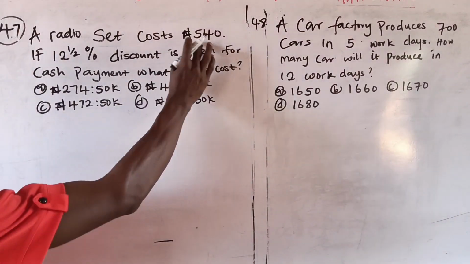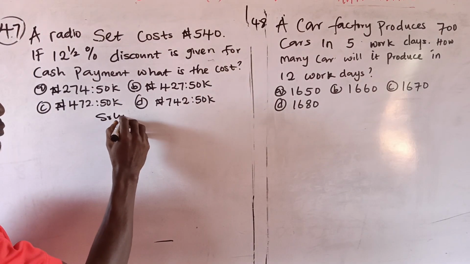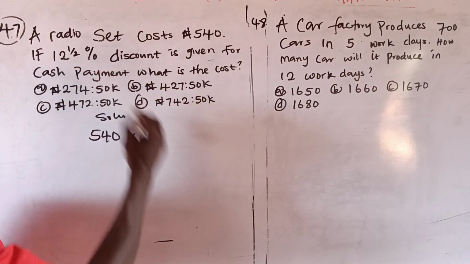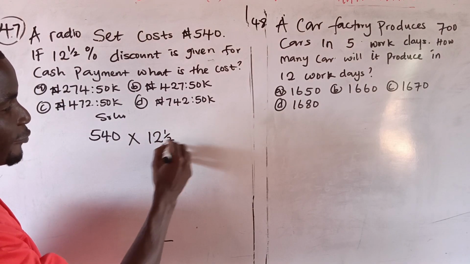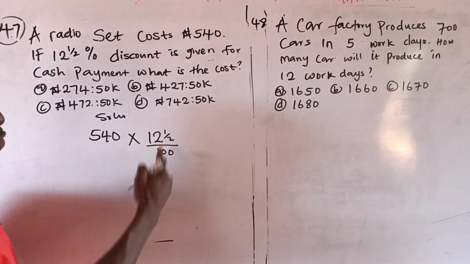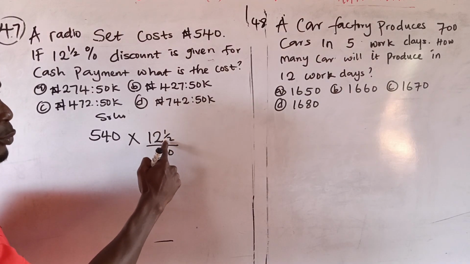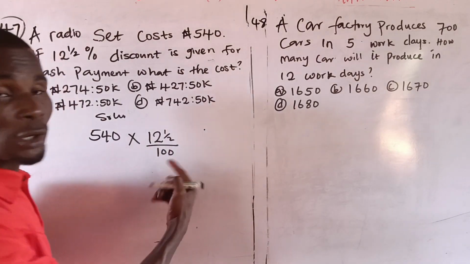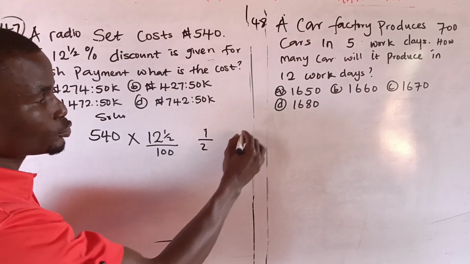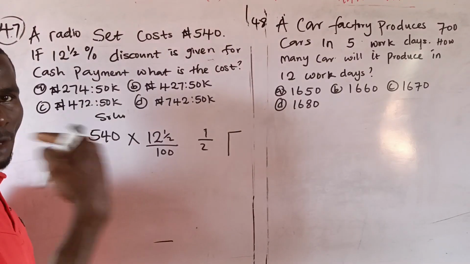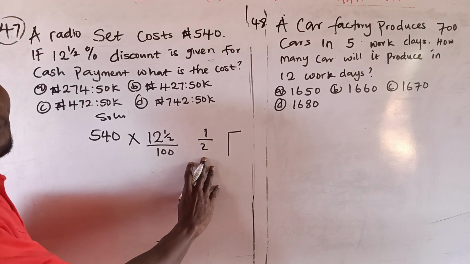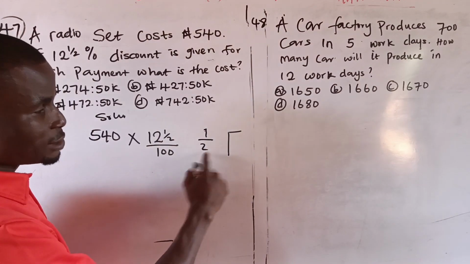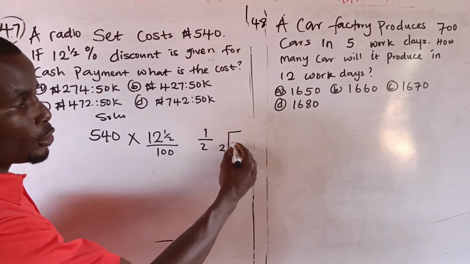Now let's do it. 540 naira multiplied by this 12.5%. But I will not leave this 1/2 like this. I will convert this 1/2 to decimal. So how do we convert it? We said 1/2, draw this shape. If you check my previous video, you are going to learn more about conversion of fraction to decimal. So this denominator, you bring it out. The numerator, you take it in.